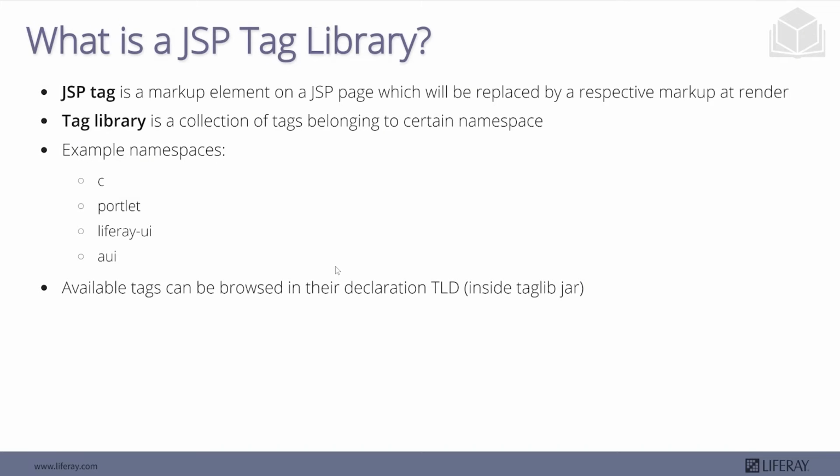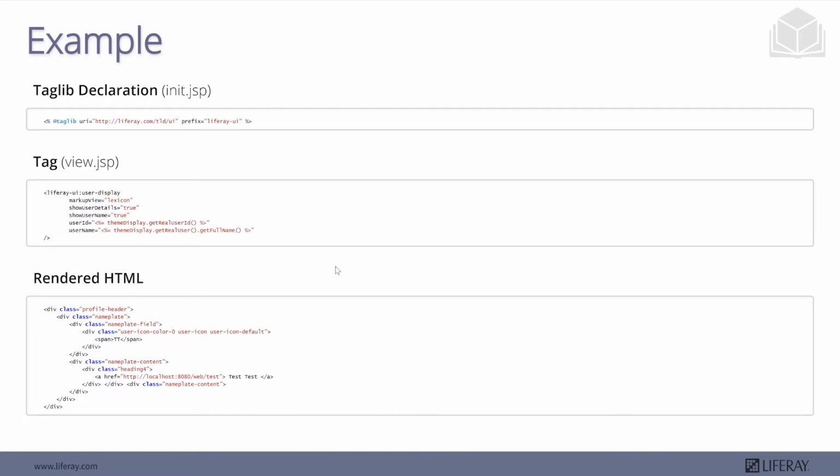And so with our tag libraries, they are namespaced. They're unique. Some of the different tag libraries are like C, Portlet, Liferay UI, AUI, just to name a couple. If you want to take a look at the TLD, you can see all of the different tag libraries that are out there. So, a couple of different examples here.